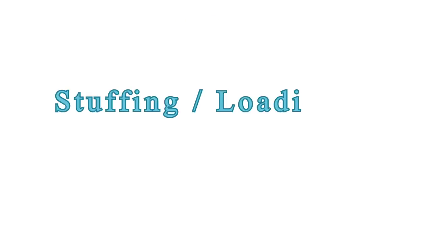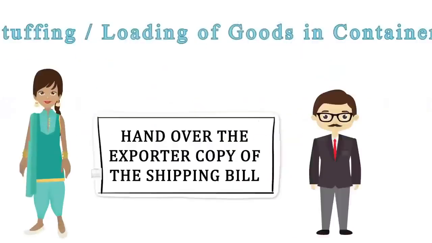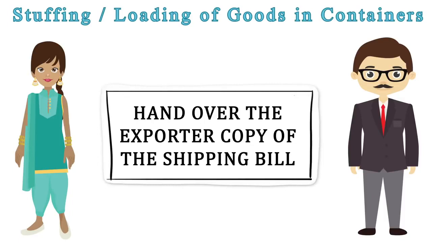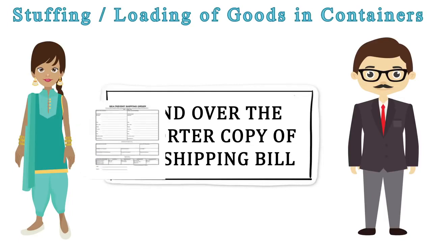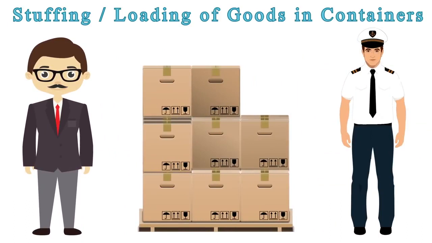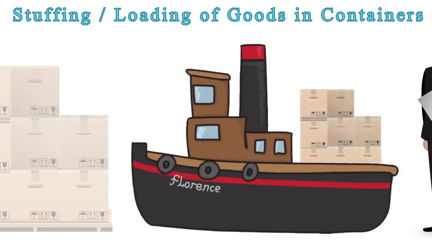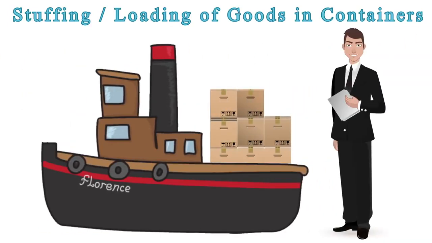Stuffing or loading of goods in containers. The exporter or his agent should hand over a copy of the shipping bill, duly permitting let export, to the steamer agent, who may then approach the proper officer, preventive officer, for allowing the shipment. The stuffing of the container at the dock is done under preventive supervision of the customs.